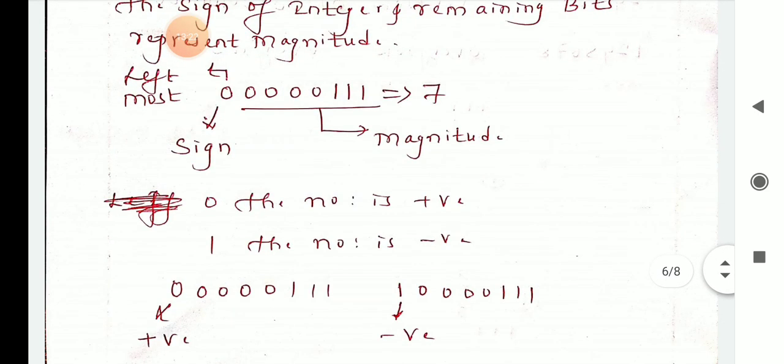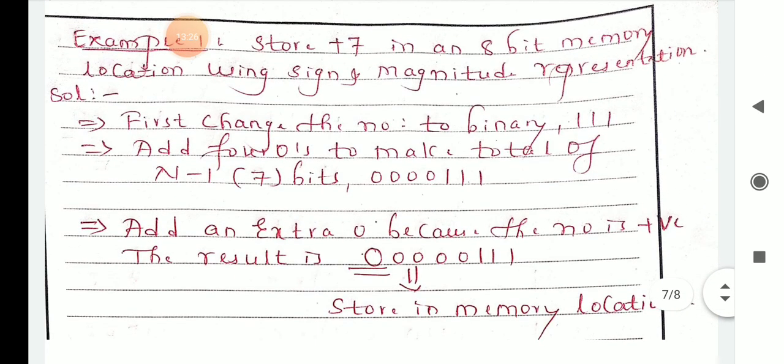So by using positive and negative, 0 is at 1. Take one example. First example is: store plus 7 in an 8-bit memory location using sign and magnitude representation. So just store plus 7. If it is only 7, what will happen?